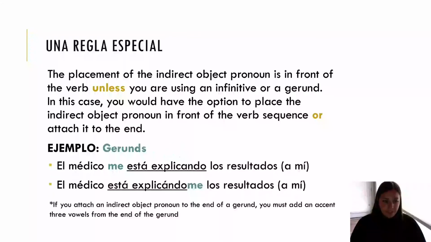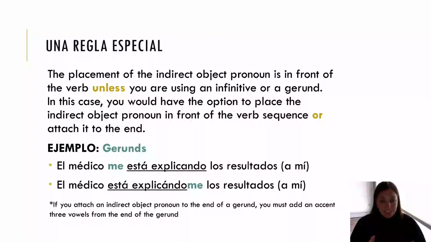Now we have gerunds. Remember that a gerund has estar plus ando or yendo. In English, it's the same as saying ing at the end of your verb. So, el médico me está explicando los resultados a mí. So the doctor is explaining the results to me. Or we have el médico está explicándome los resultados a mí.